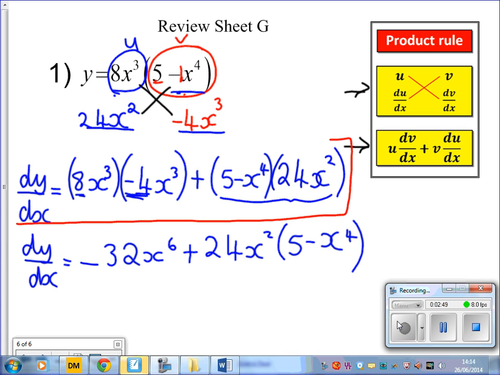Leaving it in this form most of the time, it's absolutely fine. Make sure though you include these brackets. If these brackets weren't here, it would look like 8x cubed take away 4x cubed, which is not the same thing. So make sure when you put each term in, your u and your dv dx, you keep those brackets.